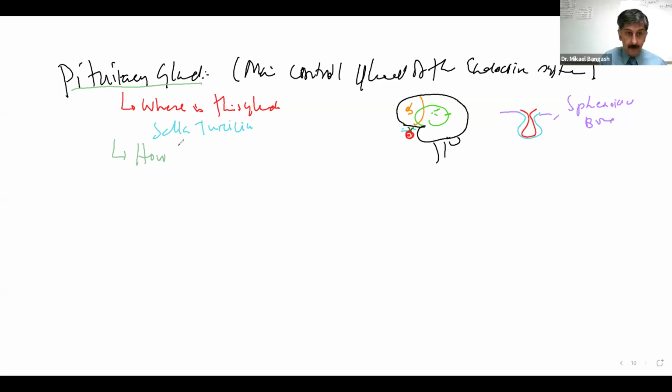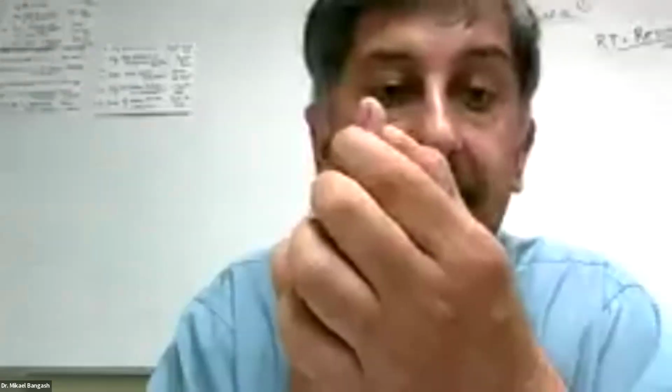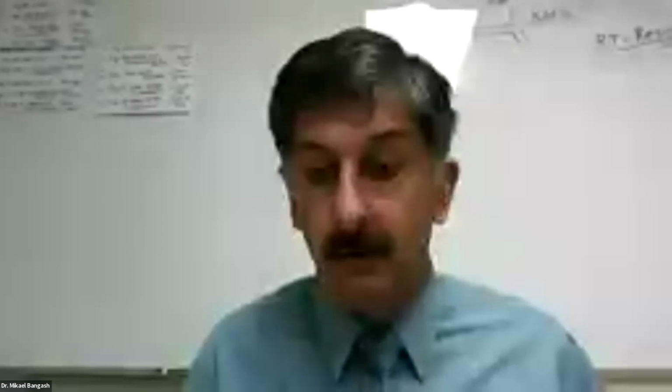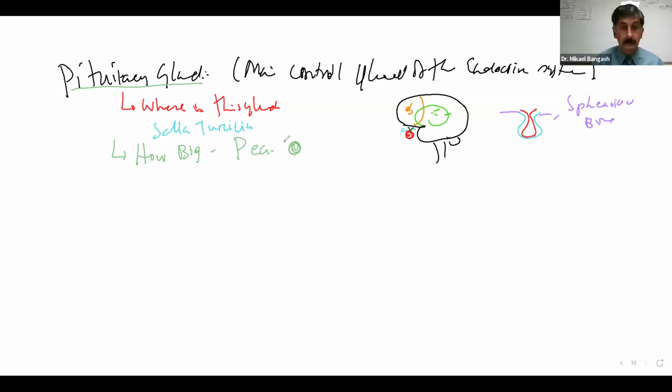The next thing is, how big? The size of a pea. Not an entire pod, but one grain of pea, or maybe not even bigger than half a chip of your pinky. But you may realize that what this thing does is regulate 99% of your hormone activities in the body. So size doesn't matter.